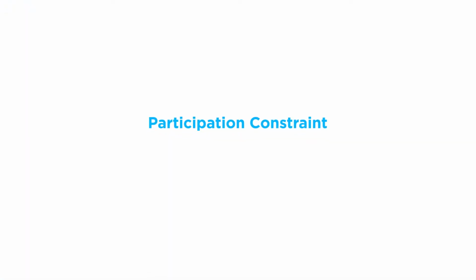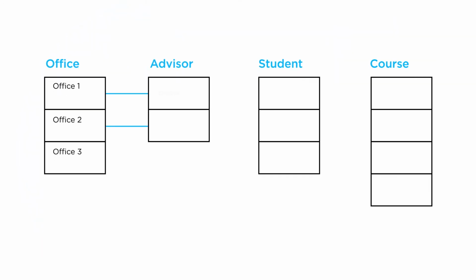We also have the other cardinality constraint that we call the participation constraint. For this constraint, the question is: is each entity required to participate in a relationship or not? We have two types of participation constraints: optional participation and mandatory participation. Let's see a few examples of optional participation. Let's see the office advisor relationship and examine the office entity. Do we allow an office to be empty and not be associated with any advisor? This would be an example of optional participation for office in the relationship.